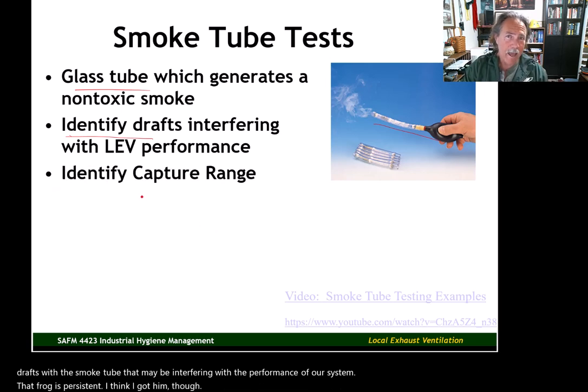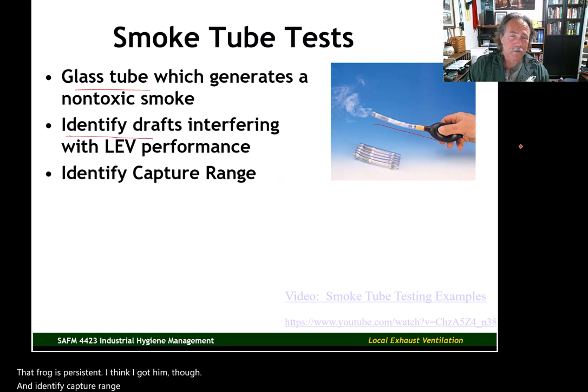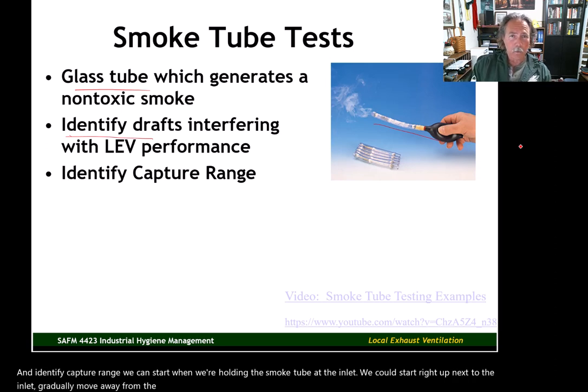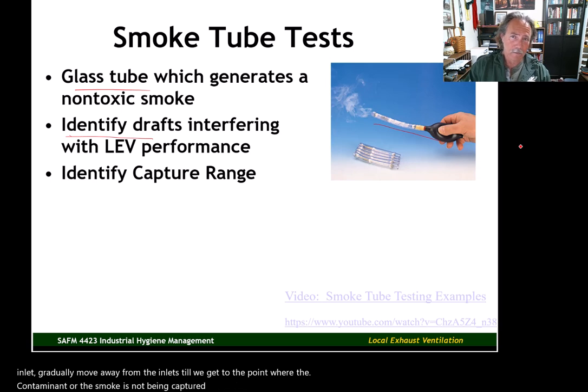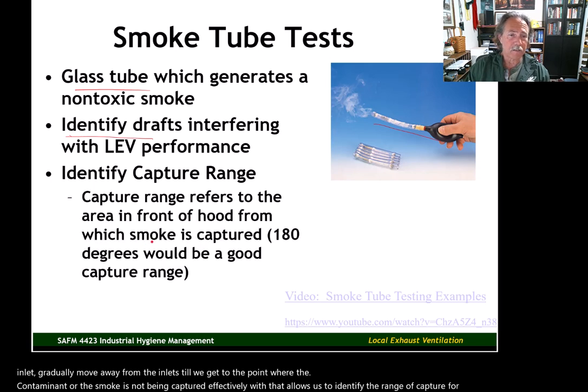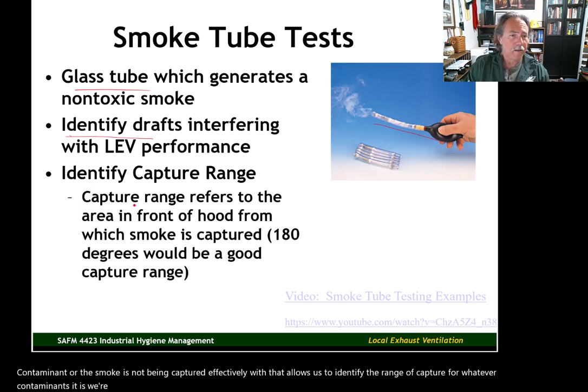Again, identify capture range. When we're holding the smoke tube at the inlet, we can start right up next to the inlet, and gradually move away from the inlet till we get to the point where the contaminant or the smoke is not being captured effectively. That allows us to identify the range of capture for whatever contaminants we're working with.